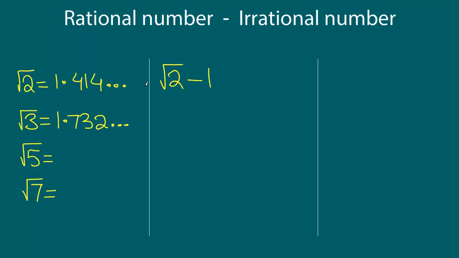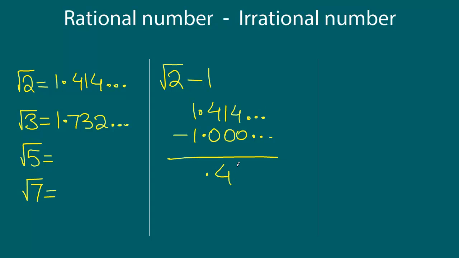Square root 2 is this number, so let's write it: 1.414... minus 1. We can write this 1 in this fashion. When we do the subtraction, what happens to the decimal part? It will simply be 414 forever, and whatever is there will just come down. And 1 minus 1 on this side will be 0. So our final answer, square root 2 minus 1, is this number.